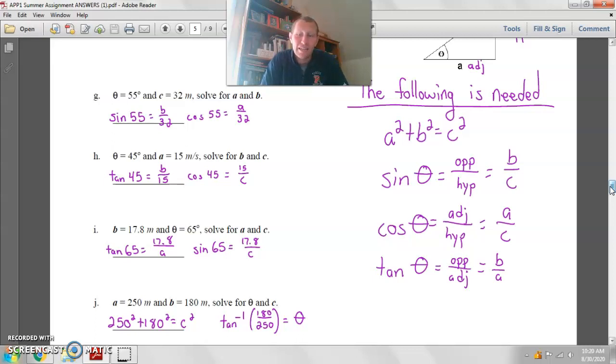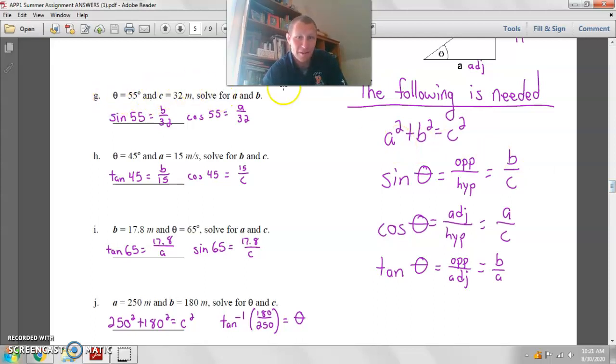And then sine, cosine, tangent, or SOHCAHTOA, as some people will put it, right? Sine is opposite over hypotenuse, which in this case is b over c. Cosine theta is adjacent over hypotenuse, which would be a over c. And then tangent is when you don't know anything about the hypotenuse, it's opposite over adjacent, or b over a.